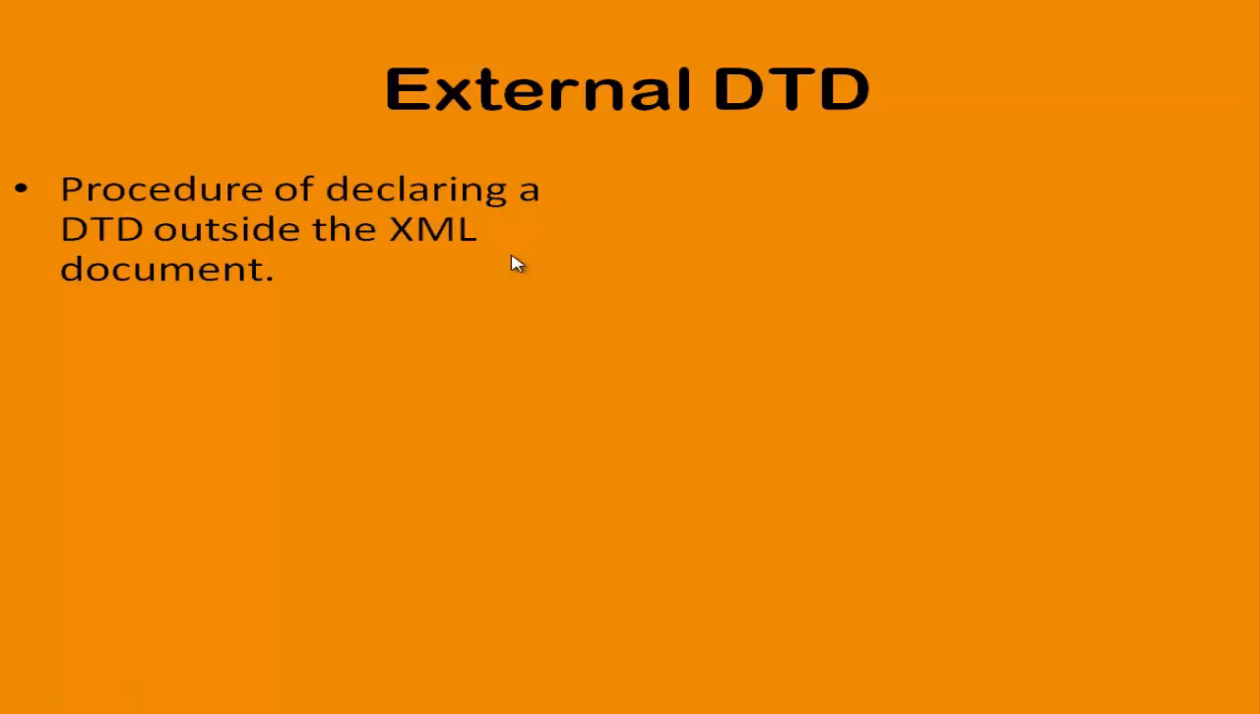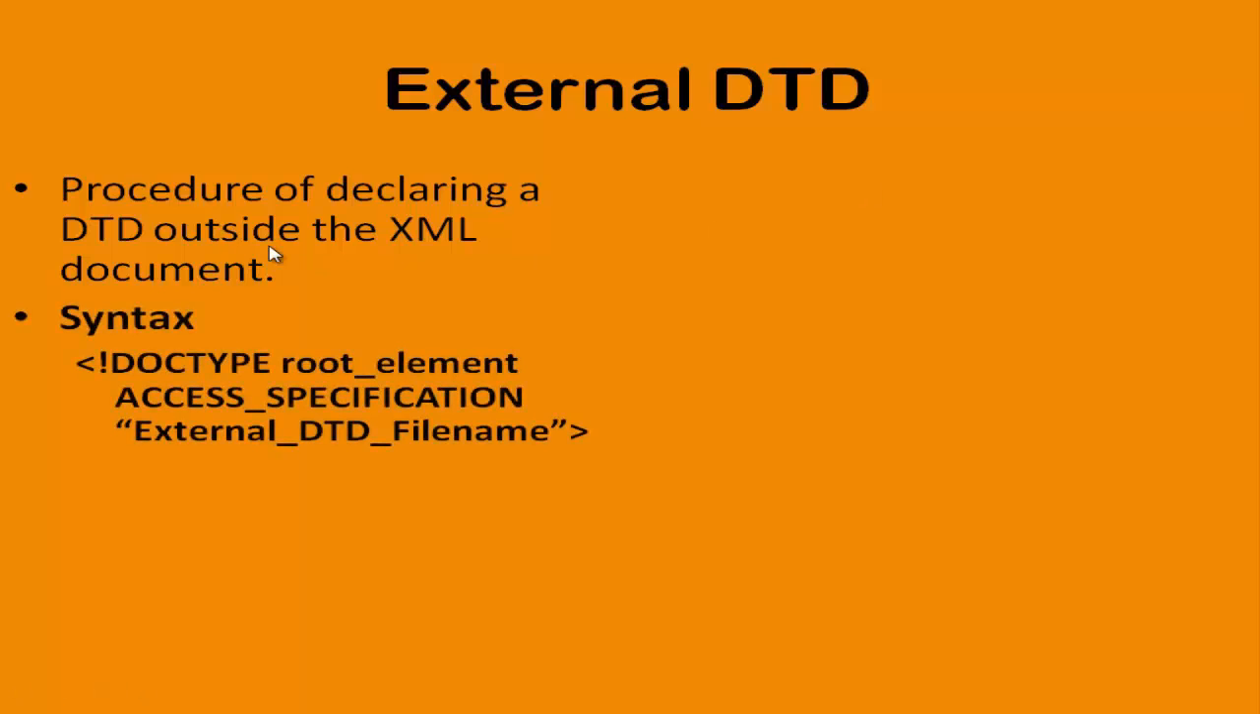Now, external DTD. External DTD is nothing but the procedure of declaring a DTD outside the XML document. Earlier we saw internal DTD, where we even saw an example where we declared our DTD inside the XML document. But here we are going to declare our DTD outside the XML document. So now an external DTD will be a separate file.